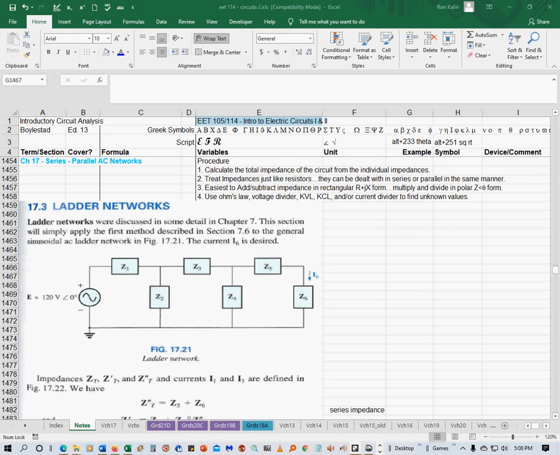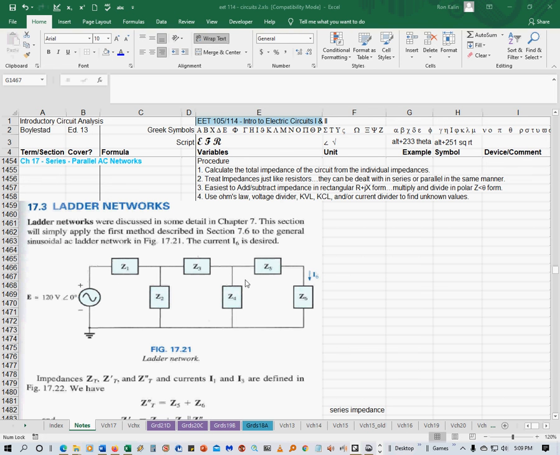AET 114, Chapter 17, Series Parallel AC Networks. So basically, we're combining both the series and parallel properties of AC networks that we learned in Chapters 15 and 16. So it can be boiled down to dealing with the ladder network. You have an input voltage right here, and then you have a bunch of impedances right here in various combinations.